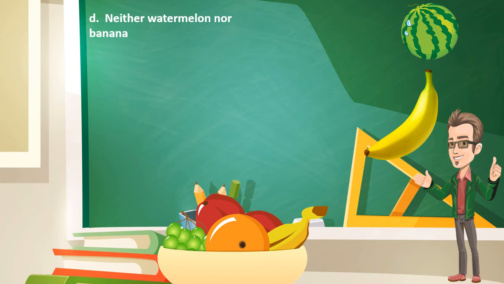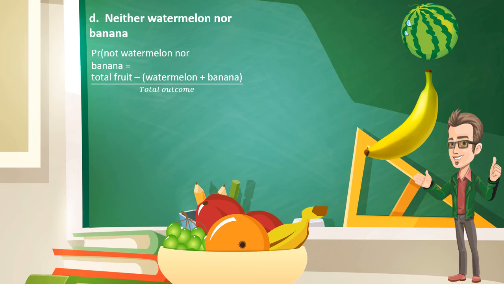And now to question D, where we're told to find the probability of picking neither watermelon nor banana, which simply means when we dip our hand into the box, we don't want to pick a watermelon or a banana. Just like we said earlier on, when we are dealing with neither, we take away the event from the total. So we are dealing with neither watermelon nor banana, which simply means the total fruit minus the addition of watermelon plus banana, divided by the total.